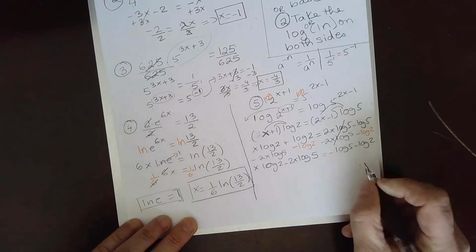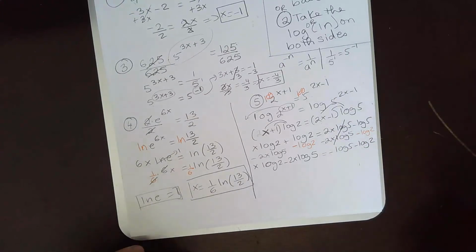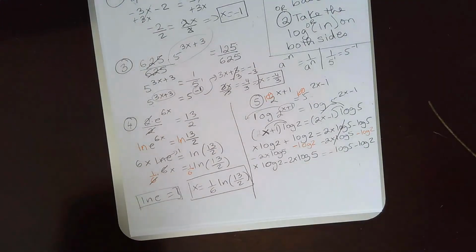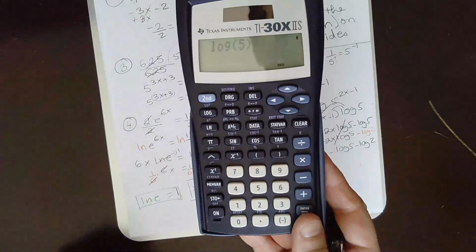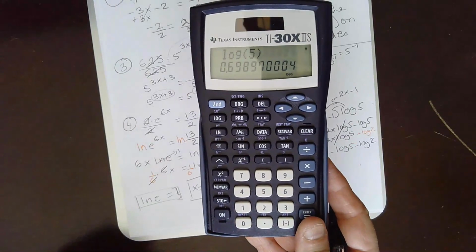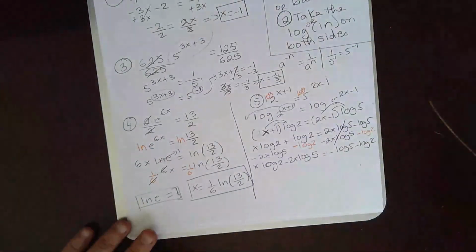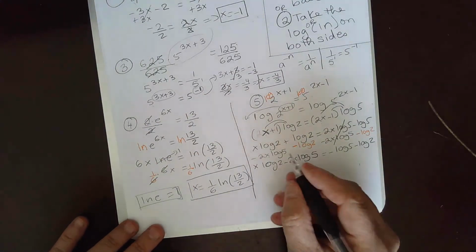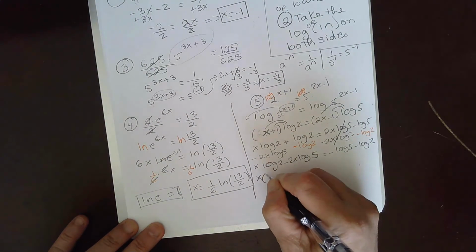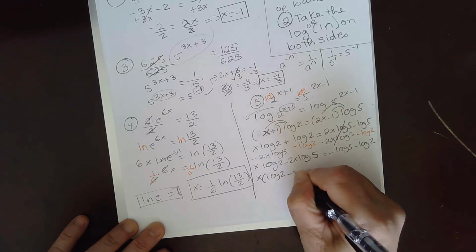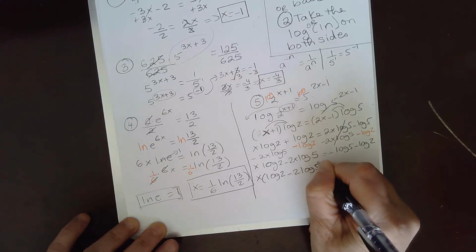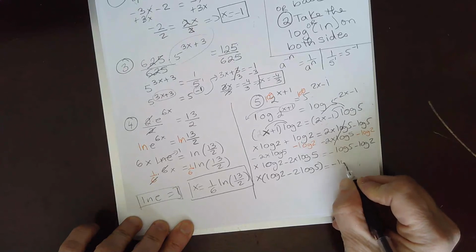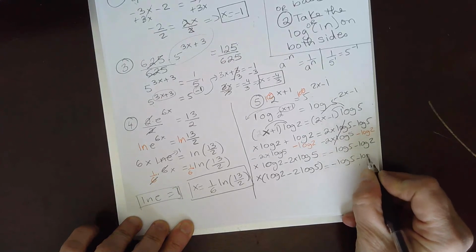By the way, this is none other than a number. What is log 5? You can go ahead and use your calculator. Here, log 5 is just a number. So here, log 5, and you get 0.6989. So this is just a number. We're isolating x on the left side. Let's factor x. We get log 2 minus 2 log 5 equal to negative log 5 minus log 2.